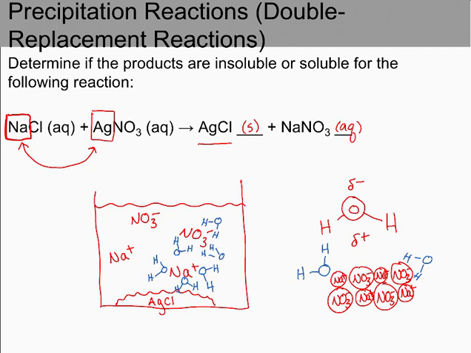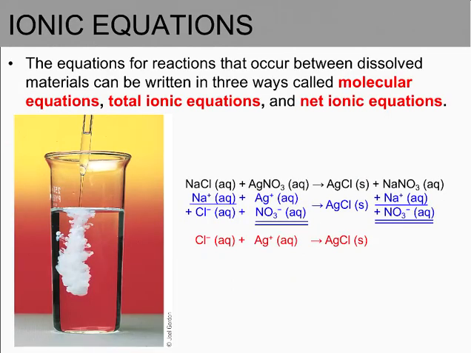Okay, so now that we've figured out how to determine which products are aqueous and which ones are solids or precipitates, let's focus a little bit on how to write ionic equations. The equations for reactions that occur between dissolved materials can be written in three ways, called molecular equations, total ionic equations, and net ionic equations. So down below, we have the same reaction that we just wrote out, where sodium chloride is reacting with silver nitrate to produce silver chloride and sodium nitrate. So that would be our molecular equation.